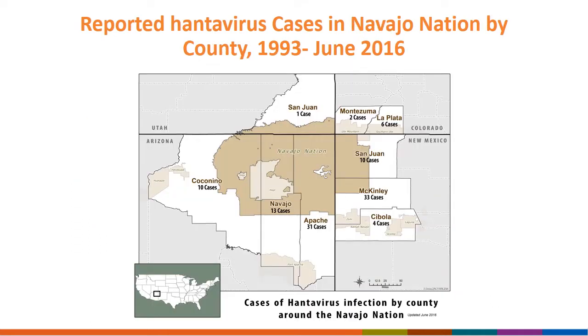This map focuses on hantavirus cases reported in Navajo Nation from 1993 to June 2016 by county where they were likely exposed to the virus. There was a total of 110 cases reported, or approximately 18% of the U.S. national total during that time period. McKinley County had the most reported hantavirus cases with 33, followed by Apache County with 31.